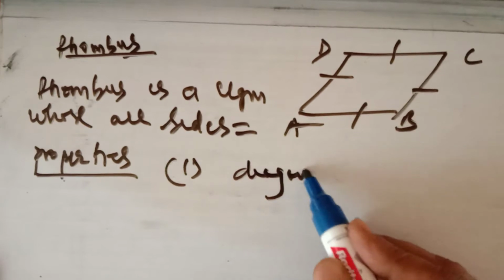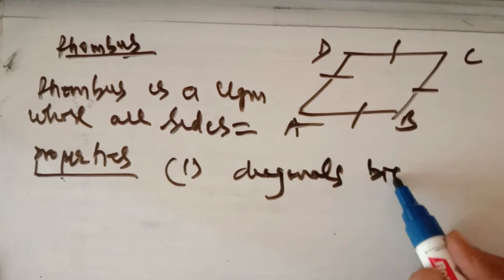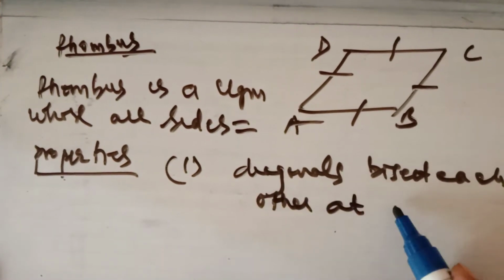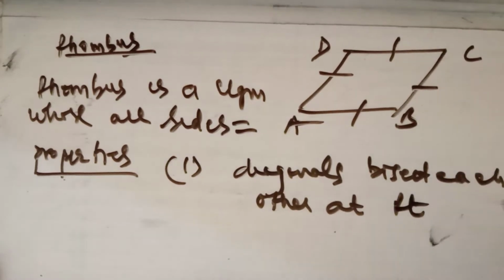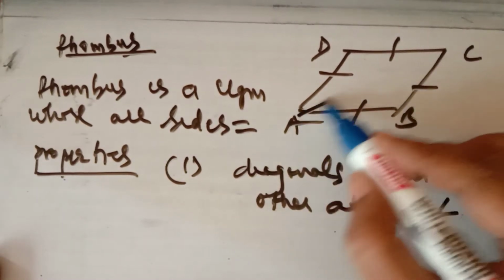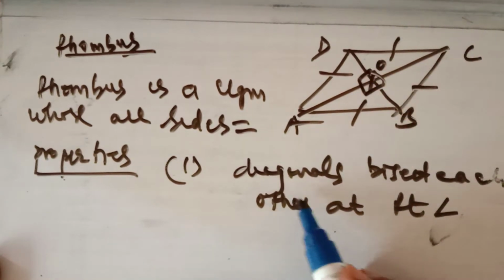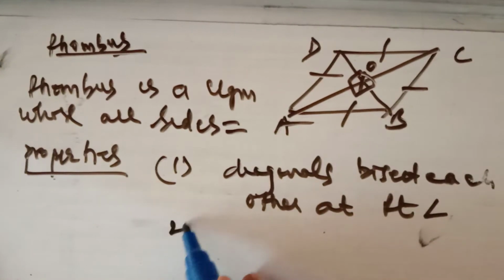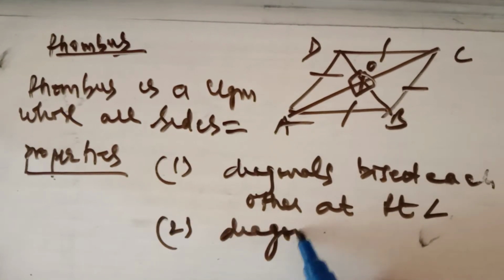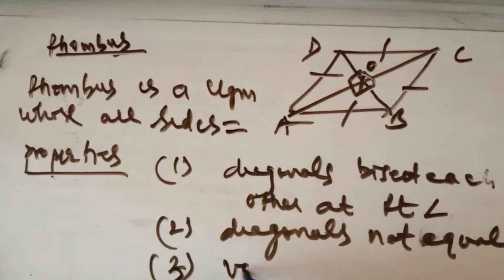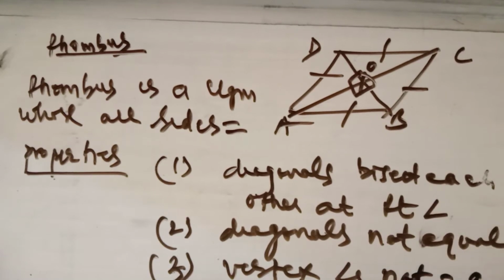The diagonals bisect each other at right angles, that is, they are perpendicular to each other and bisect each other also. Diagonals are not equal, and the vertex angles are not equal to 90 degrees.